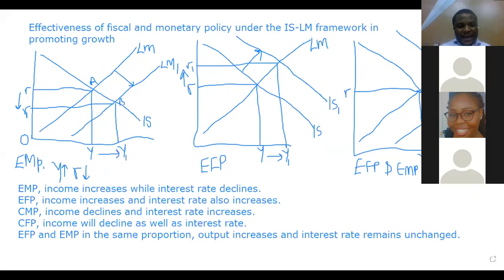Again, let's also now look at the effectiveness of these policies depending on the elasticity of your what?